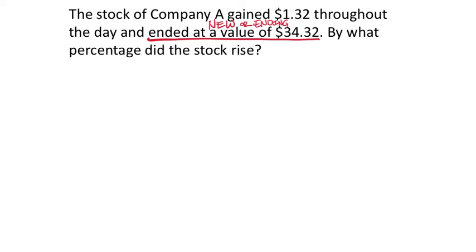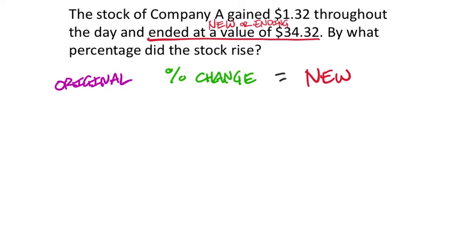So in my equation, I need where it starts at. So the original price of the stock for company A, then I multiply that by the percent of change, and then this would equal the new value. So what I'm missing on this one is the original price. I don't know the original price, and I also don't know the percent of change.